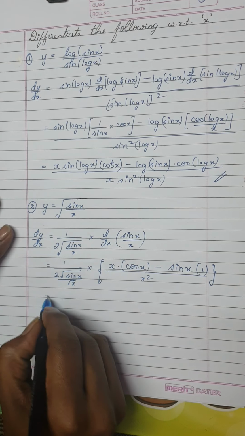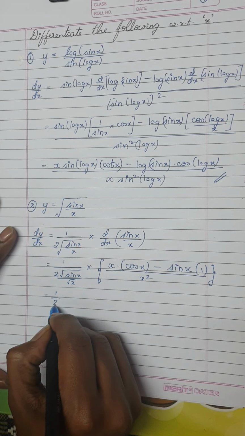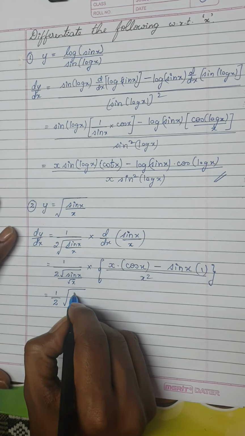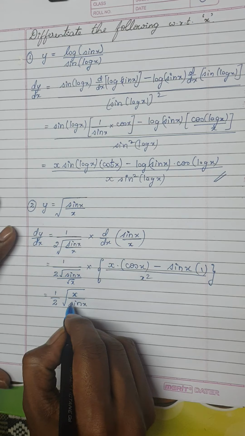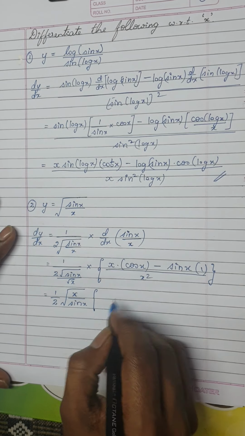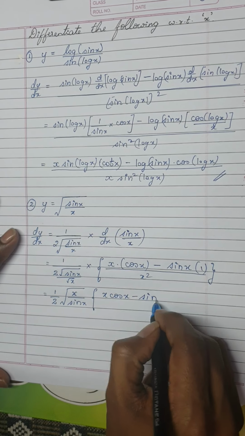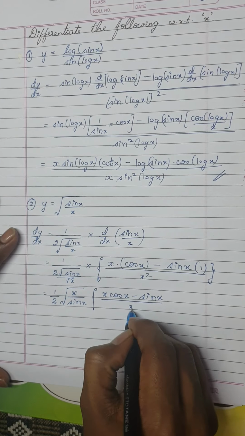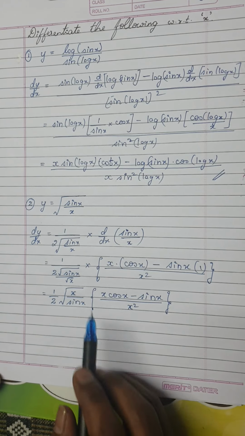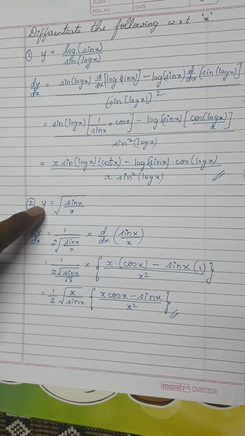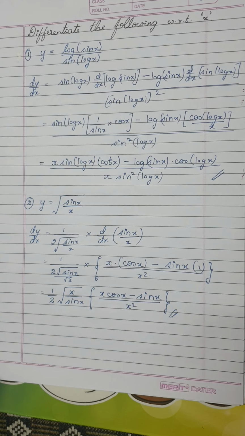So now consider the simplification. You can write it as 1 by 2. This root x comes to the numerator, so root x divided by root of sin x. I have again clubbed it, into x cos x minus sin x divided by x square. So this is how you find the derivative of the given function when we have to use the chain rule for the quotient rule also.